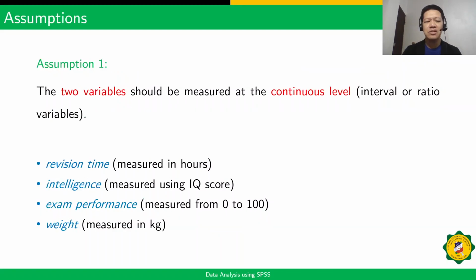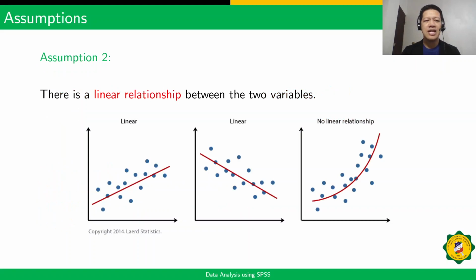Here are the assumptions for our data before we can use linear regression. The two variables should be measured at the continuous level. Here are examples of data in interval or ratio level. Second assumption, the relationship should be linear between the two variables. So it can be a positive or a negative linear relationship, and this one is not linear.